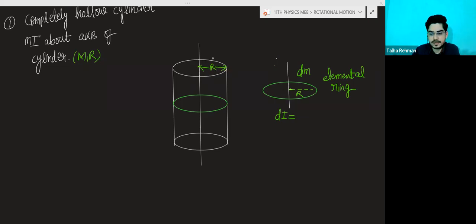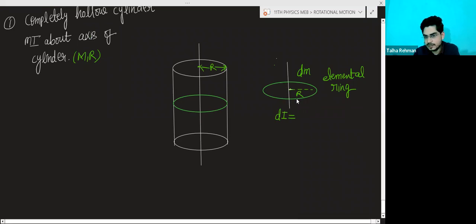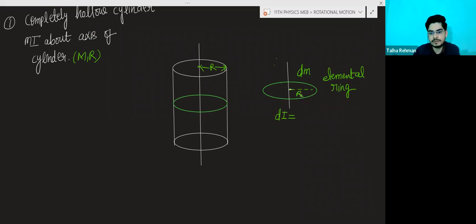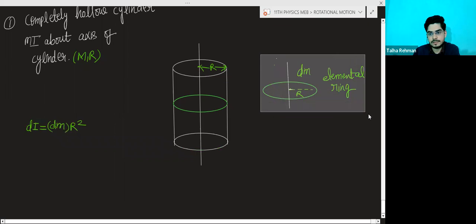Right, so it will be dm r square. dm is the mass of the ring, and r is the radius. So it will be dm into r square for the elemental ring.